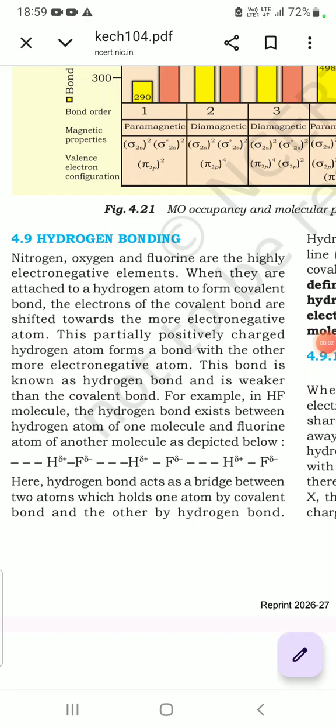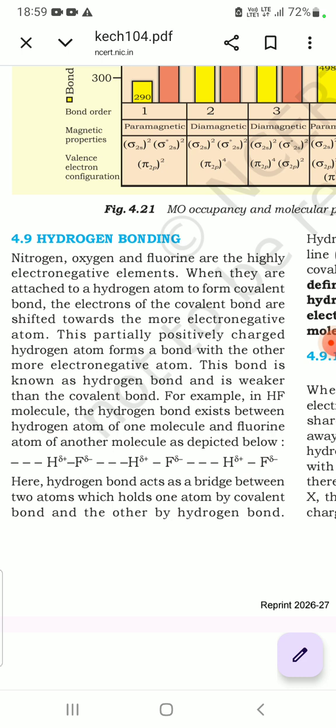Hydrogen bonding: nitrogen, oxygen, and fluorine are electronegative elements, and here they are attached to the hydrogen atom to form a covalent bond. Hydrogen bond is weaker than the covalent bond, and an example is the HF bond of hydrogen bonding.